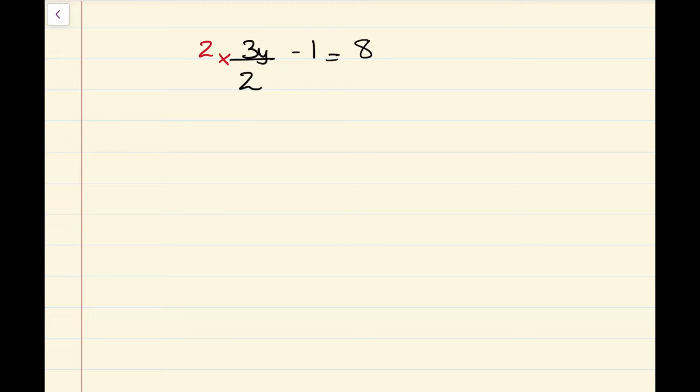And because we multiplied the first term by 2, we would have to multiply the other terms by 2 as well. And these 2's would just cancel out, leaving us with 3y minus 1 times 2, which is just 2. And that's going to be equal to 8 times 2, which is 16.